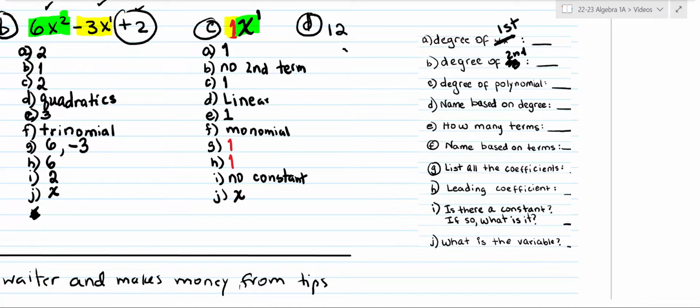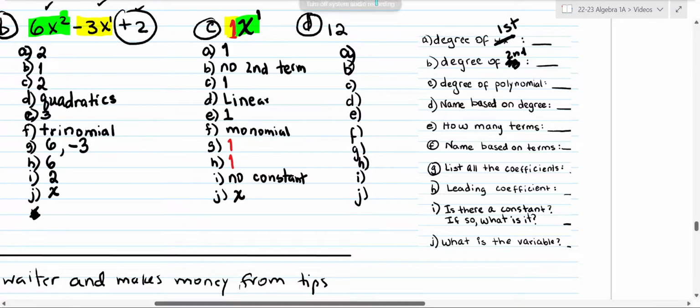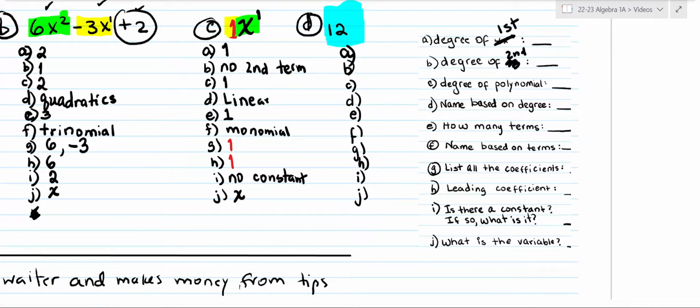All right, so on this one. Okay, so in this case, it looks like our polynomial is 12. And yes, a number can be a polynomial, okay? Degree of the first term. Well, the first term is the only term, which is a 12, which is a constant, so the degree is 0. Degree of the second term, there is no second term. Degree of the polynomial, well, the highest degree is 0, so the polynomial is degree 0. How do we call something based upon degree 0? We call it a constant.